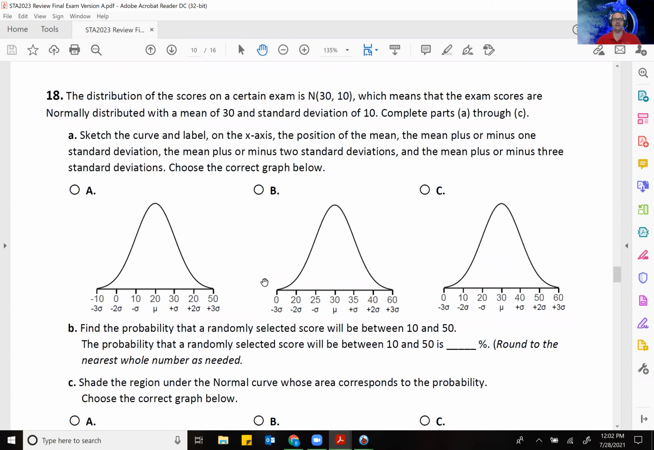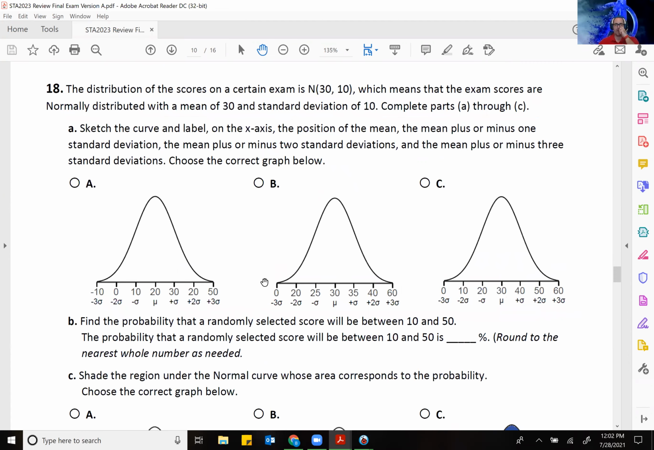Number 18, again, a lot like what we just did. So in this one, it says the distribution of scores on an exam are N(30, 10), which means the exam scores are normally distributed with a mean of 30 and a standard deviation of 10. So part A, again, we are after that same graph.